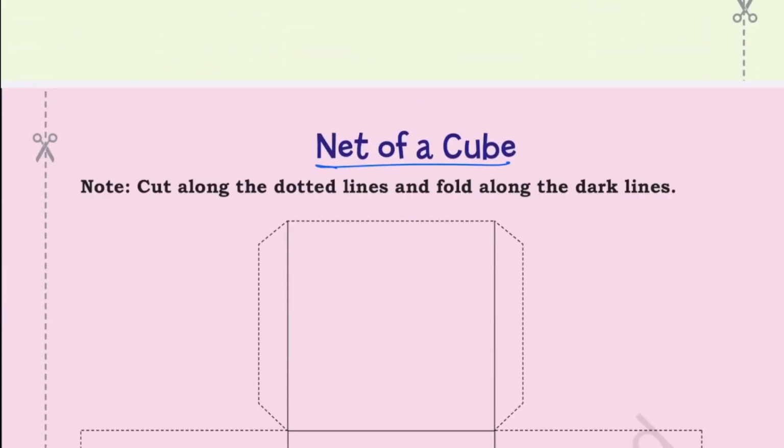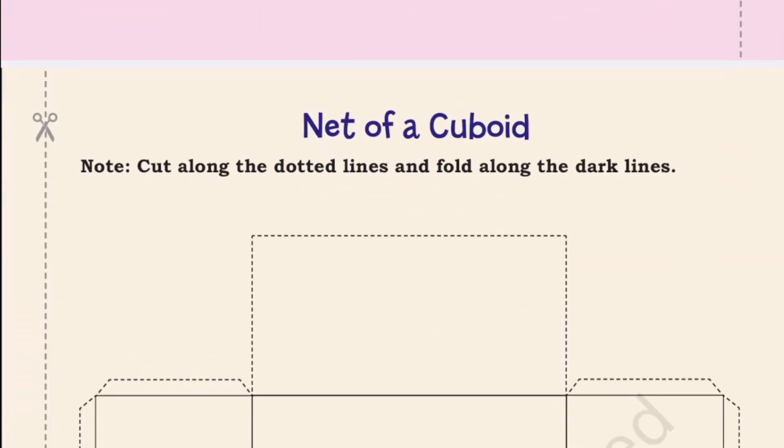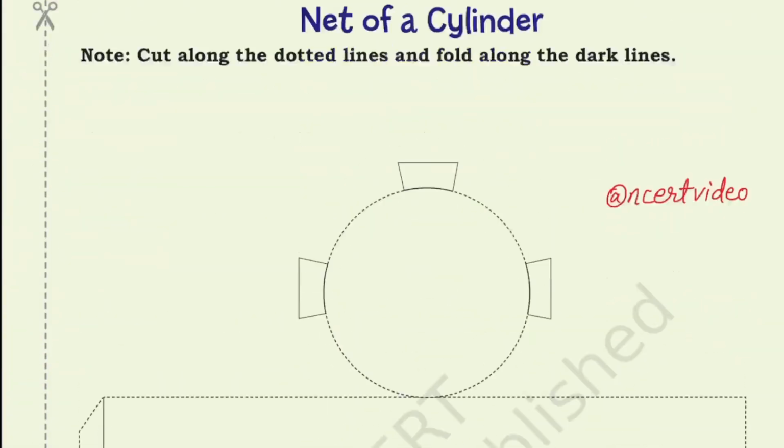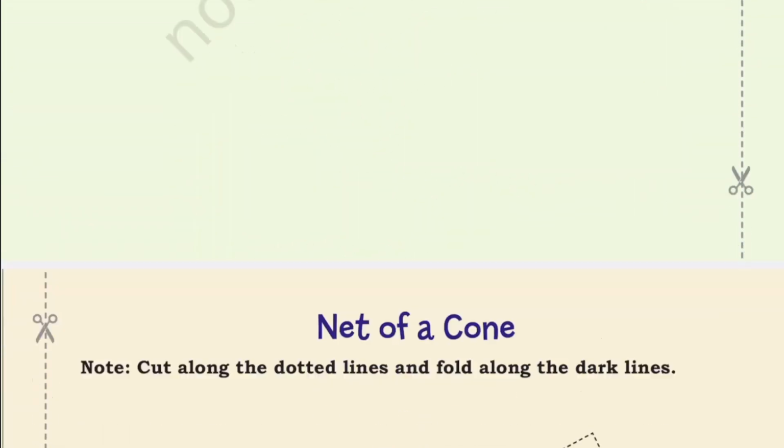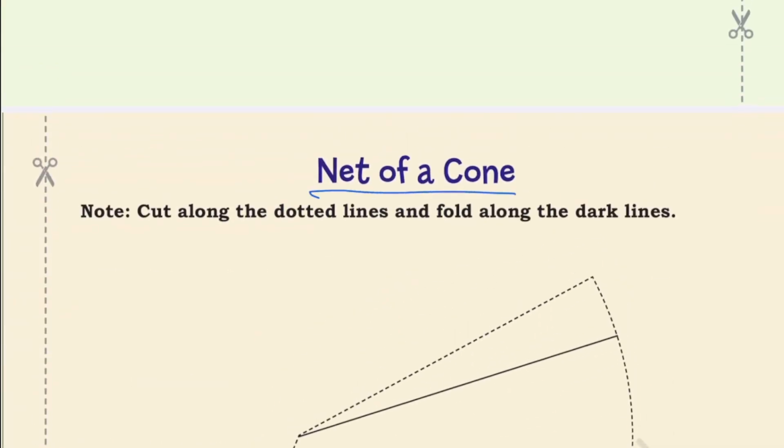Net of a cube. Note, cut along the dotted lines and fold along the dark lines. You will get a cube. Similarly, net of a cuboid. Note, cut along the dotted lines and fold along the dark lines. You will get a cuboid. Net of a cylinder. Note, cut along the dotted lines and fold along the dark lines. You will get a cylinder. Similarly, net of a cone. Cut along the dotted lines and fold along the dark lines. You will get a cone.